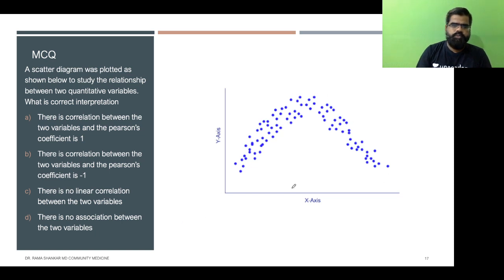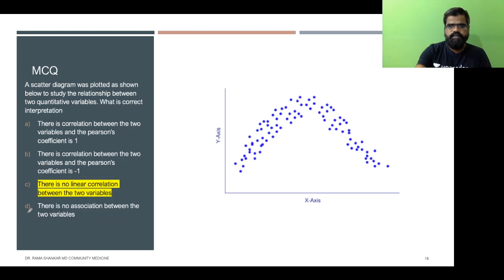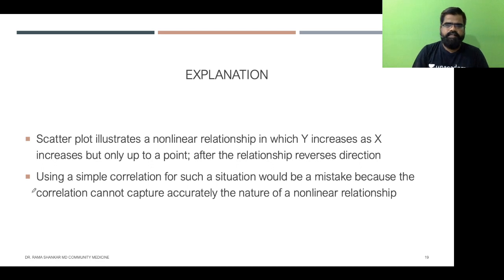So based on this question, if you see the graph, what do you think? Is there a correlation? Positive correlation, negative correlation, anything you think? Or there is no linear correlation or no association? If I see the graph, my first impression is that there is no linear correlation between two variables. So I should go with the answer C. Okay, now let me explain this.